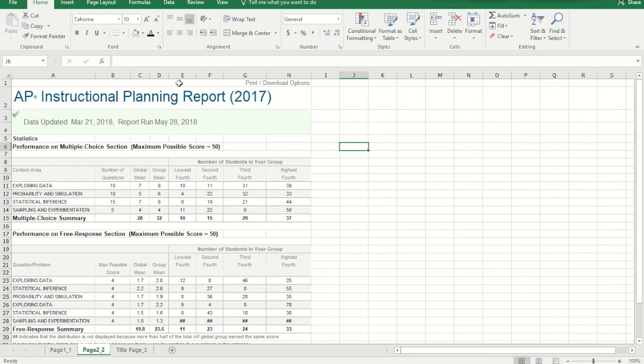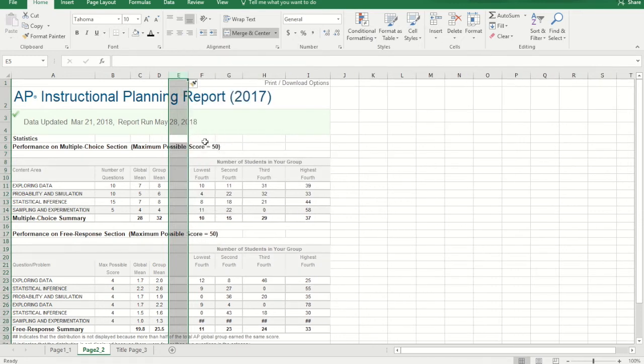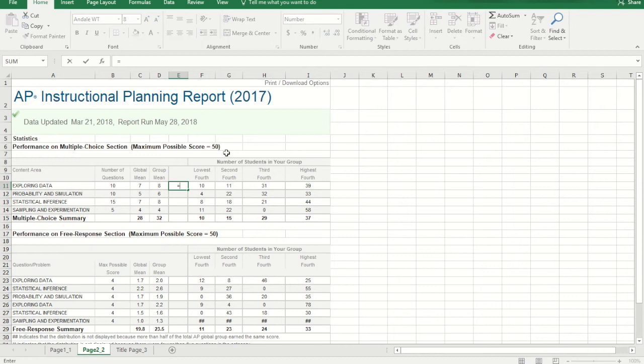To do this, we will first select the column to the right of group mean, right-click, and insert a new column. Clicking on the first cell of multiple choice data, we will type in equals, click on the cell for group mean, type in divides, and then click on the cell for global mean and hit enter.